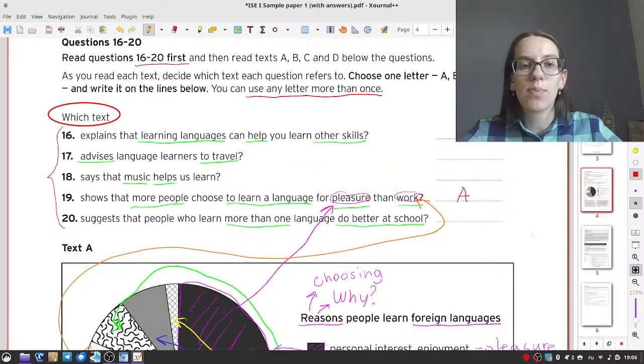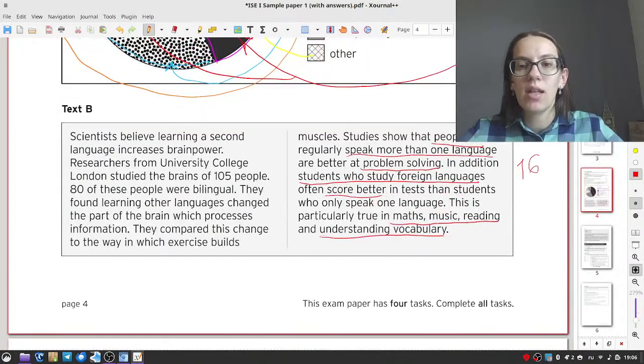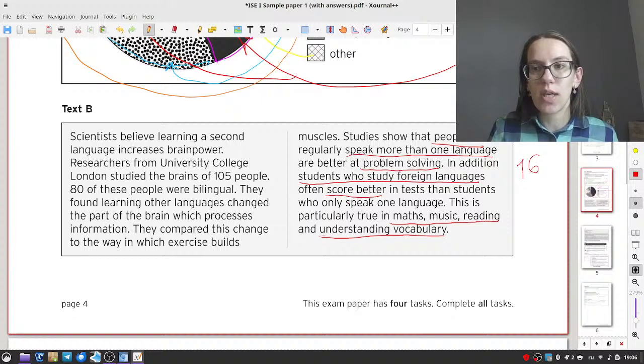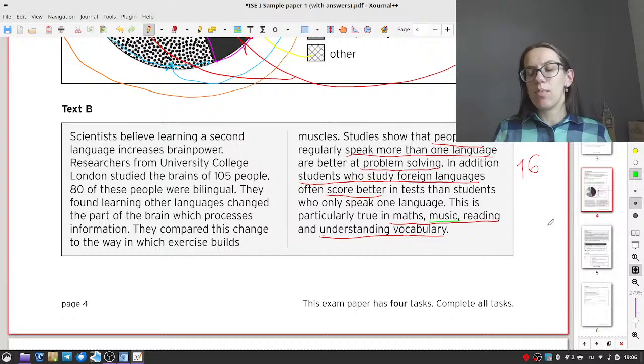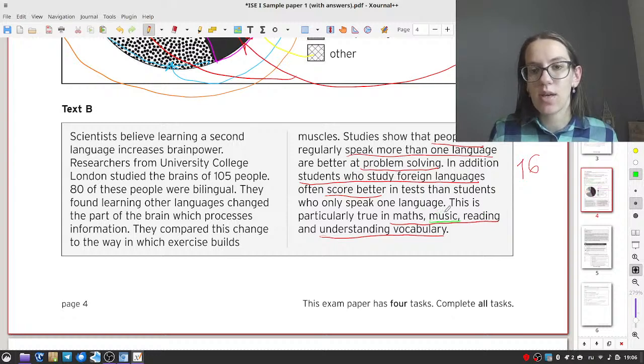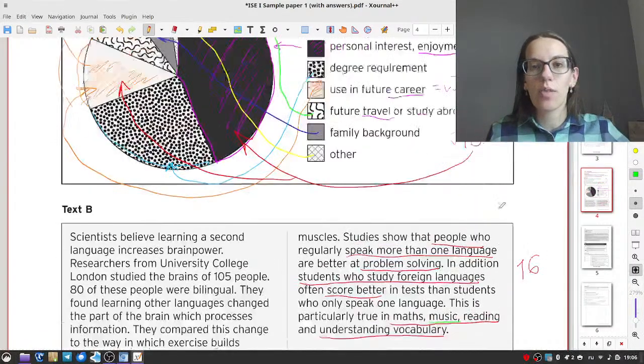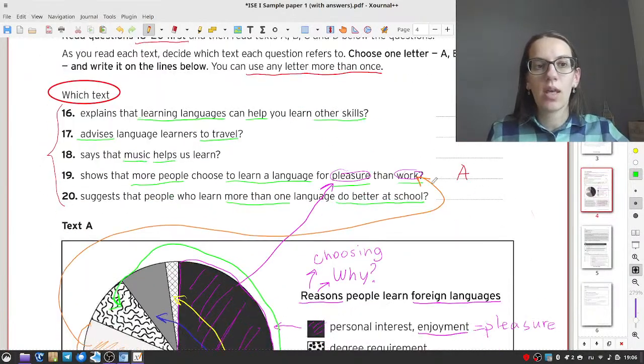Says that music helps us learn. Now, we do have the word music here. If you look here, the word music is here, but does music help us learn languages? Or is it the other way around? Here it says that learning languages helps us with other skills, for example, with music. So this is not true. It's not 18. 18 is not text B.